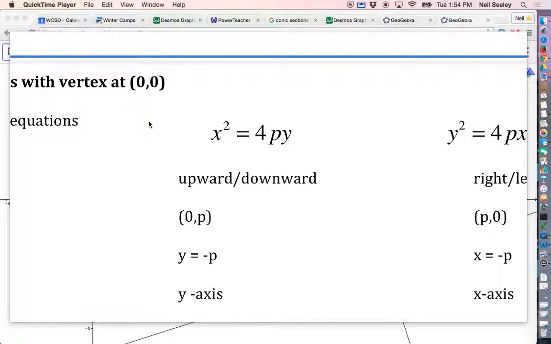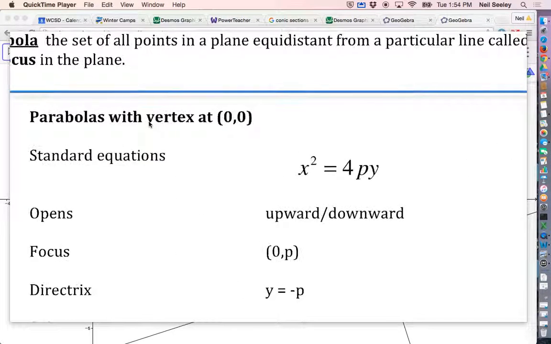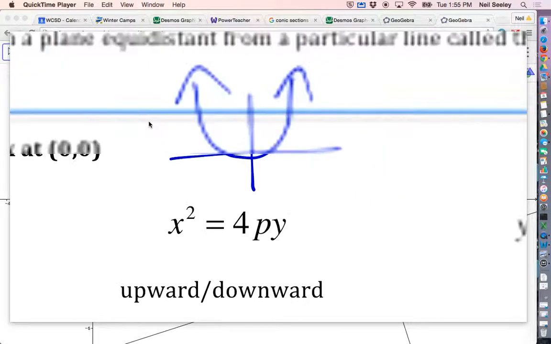I'm going to edit it. Here you go. Here's the picture. We just messed with parabolas. If your parabola faces up or down, this is all you need to know. It's not as bad as it looks.